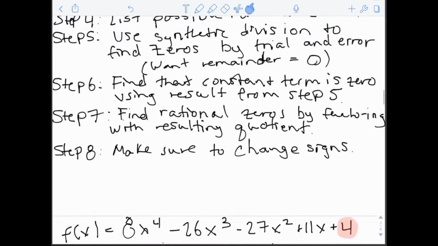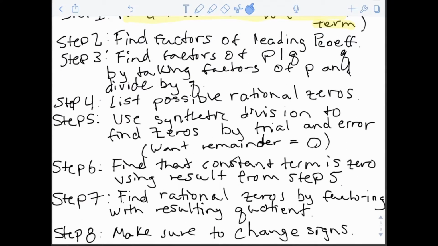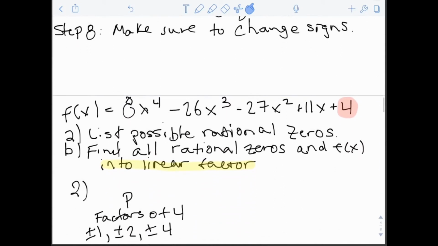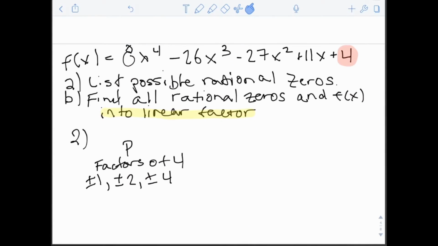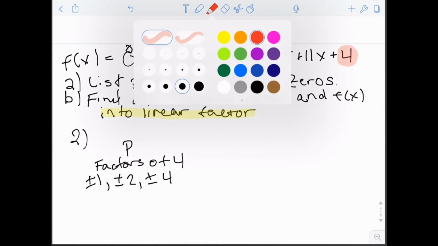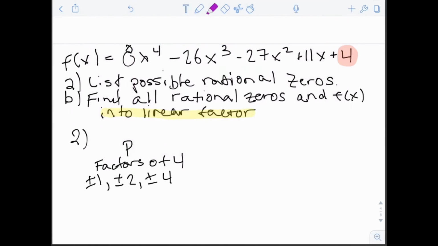Let's look at step 2. That says find factors of our leading coefficient here. And our leading coefficient is going to be this 8 up here. So I'll get a different color here. Let's say this purple. It's going to be this 8 right here. So we want to find factors of the 8. So in other words, our Q is going to be factors of our 8.